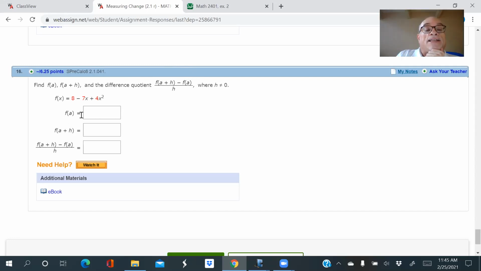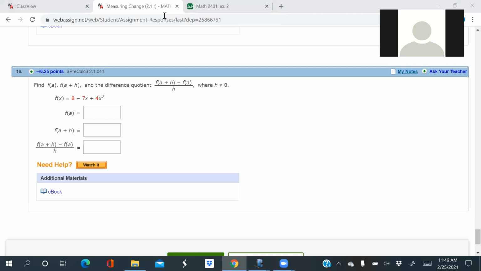Here they're just asking you to calculate the different pieces that are going to be required to compute this difference quotient. You have to calculate f of A, you have to calculate f of A plus H, and then you take f of A plus H minus f of A, divided by H. That's the final average rate of change, the final difference quotient answer. So they've broken it up into 3 parts for you. Okay. All right.